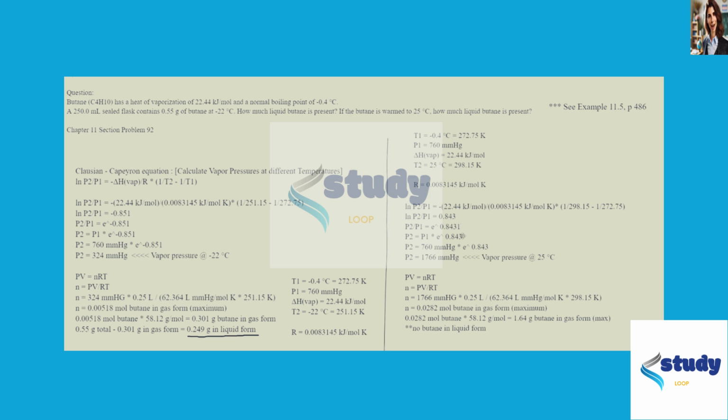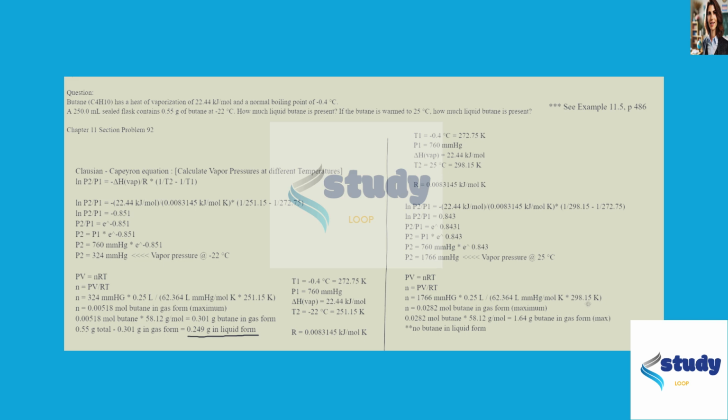And what we'll see if you work it through is that the vapor pressure is now much, much larger. So at 25 degrees Celsius, the vapor pressure, which is the maximum pressure available to the butane, is 1766 millimeters of mercury. But we still have to go through and see if we have enough butane to make that amount of pressure. Plug it into the ideal gas law, just like before. So the number of moles is going to equal that pressure times the volume divided by the gas constant that we chose times the temperature.